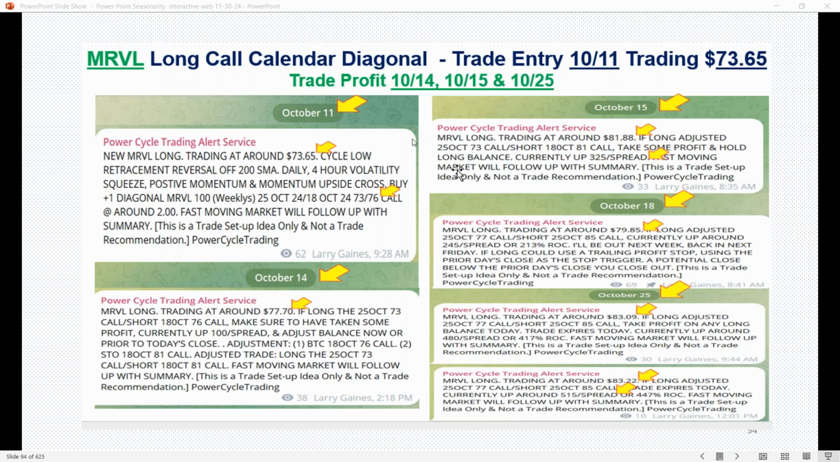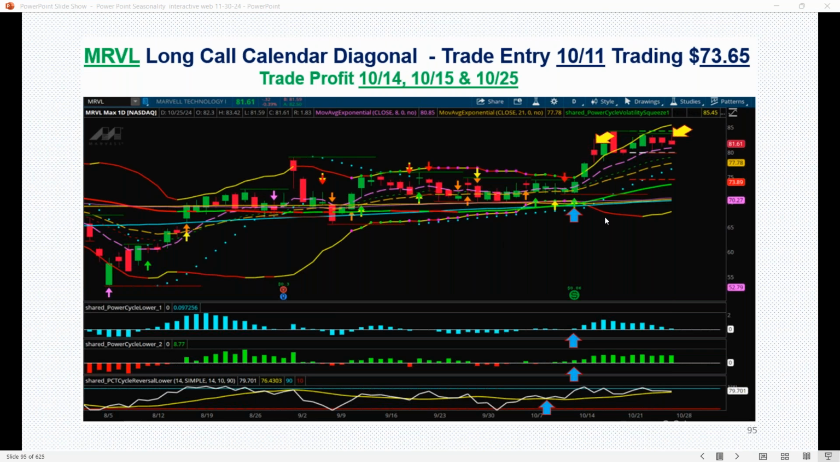And here was another one we had just recently. This was on Marvell, a killer one. We set this up on the 11th of October. Marvell was trading at 73.65. Then we had some profit on the 14th, 15th, and 25th. I'll take you through this. You can see all the different adjustments here, and then we got into the trade right there.